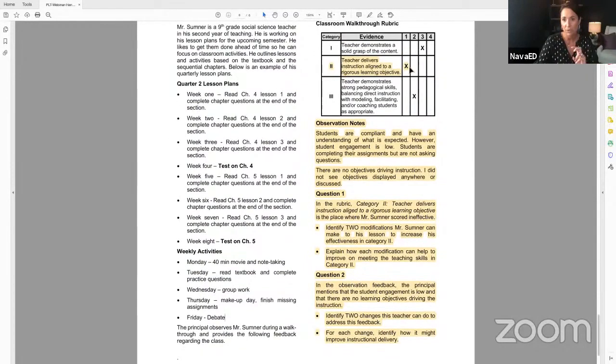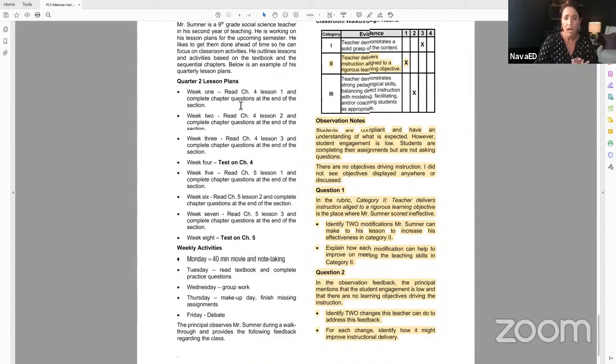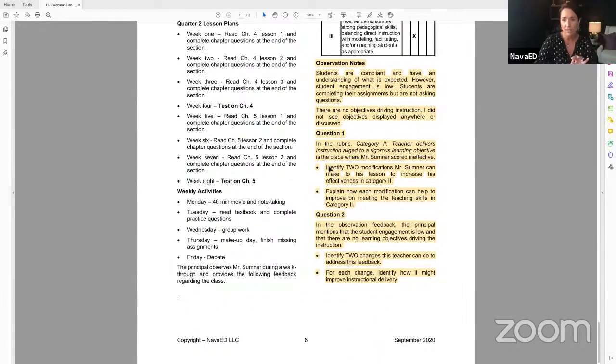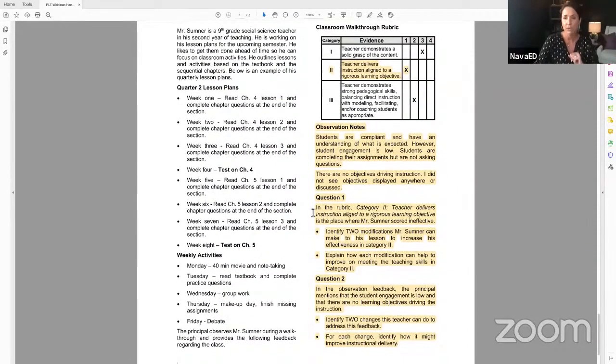All right, so let's go in one more time. Let's look at the person who scored low here. The principal gave them a score of a 1, and here are the notes. Students are compliant, however, they're not engaged. Remember, compliance and engagement are 2 different things. And then it says there are no objectives driving instruction, just the textbook is driving instruction here. No, no, no. All right, and then let's see what 2 modifications Mr. Sumner can make to get a better score on teacher delivers instruction aligned to a rigorous objective, and how that can help to improve meeting the objective.